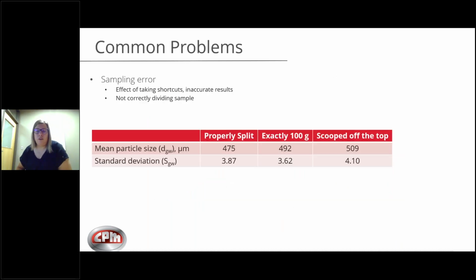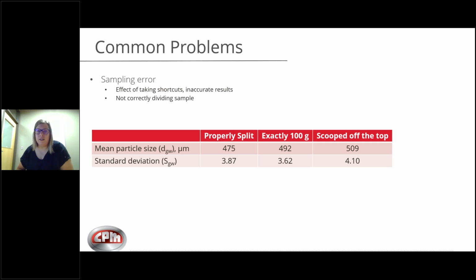Also, there are 2 common problems that we see that lead to inaccurate results. First is sampling error. We see the effect of taking shortcuts, whether it's not obtaining the sample from the same location each time, or not consistently dividing and splitting the sample the same way each time. We get inaccurate results.